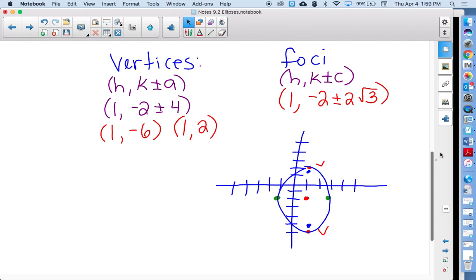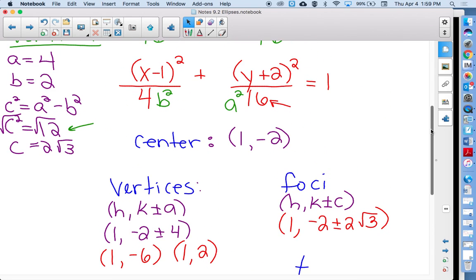Oh, this C? Yeah. So the formula is C squared equals A squared minus B squared. So the difference of the denominators.